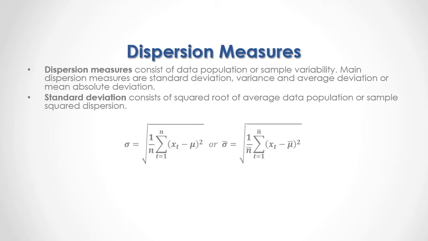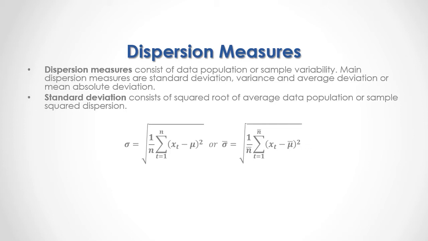As a formula, to the left we have the population standard deviation with the Greek letter sigma, which is equal to the square root of 1 divided by n, and n is the number of observations within the population, multiplied by the sum from the first to the last of the differences between the data within the population minus its arithmetic mean with the Greek letter mu, and that result to the power of 2.